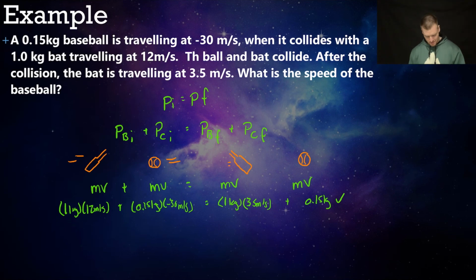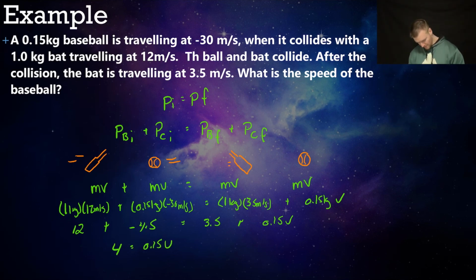So let's plug in some of these numbers, make it a bit easier. We start with 12 Newton seconds for the bat, negative 4.5 for the baseball, and then at the end the bat has 3.5, and we have 0.15 v. We're trying to solve for the velocity. Let's take 12 minus the 4.5 and then minus the 3.5 over, and then we get a number of 4 left over for the momentum of the baseball, and that's equal to 0.15 v divided by 0.15, and I'm getting a number of 26.6 repeating meters per second.